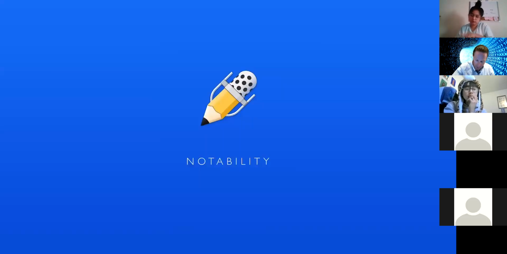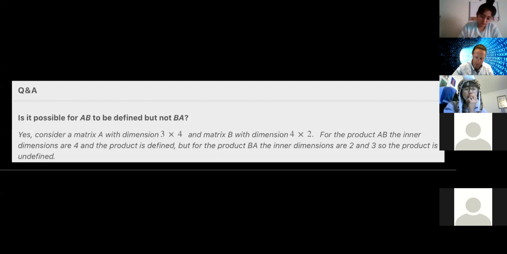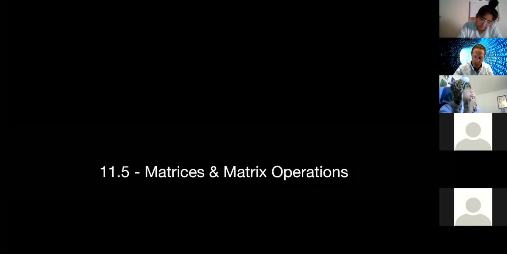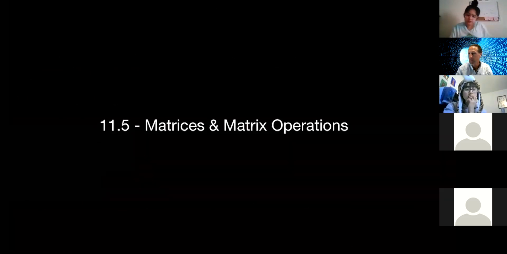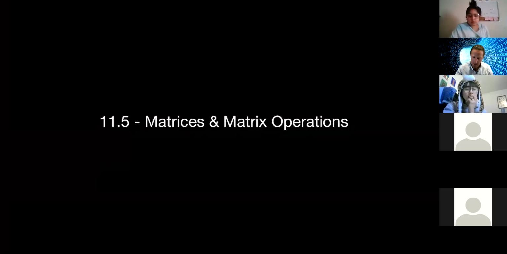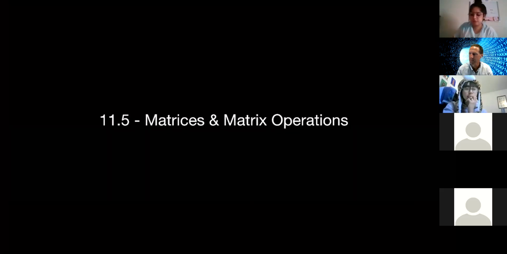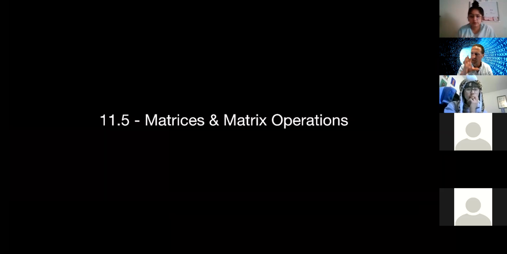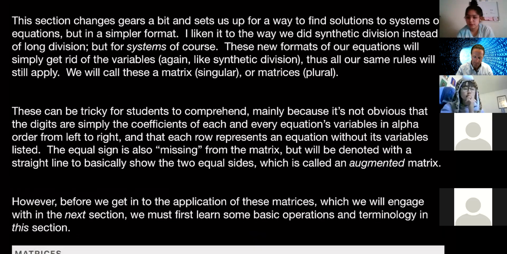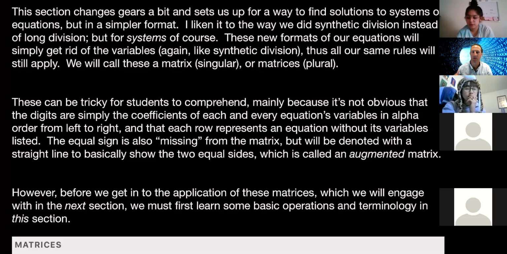All right, then I will go to the next section, which is 11.5. And this is where we introduce these things called matrices. Do you guys remember synthetic division? Remember how we just got rid of the variables and took the coefficient numbers? That's how we were able to do long division fast, nice, neat, and quickly. Well, this section is basically going to be doing that. It's very similar to synthetic division, but now for all these systems of equations.